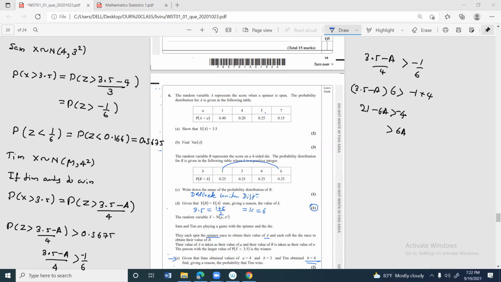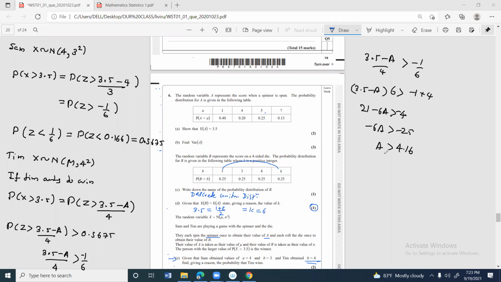Therefore, if you multiply both sides by the negative sign, you can make them positive. Subtracting 21, we get minus 6A should be greater than minus 25. Therefore, A should be greater than 25 divided by 6, which is 4.16. That would be the answer we need to work out for this question. The value should be greater than this.